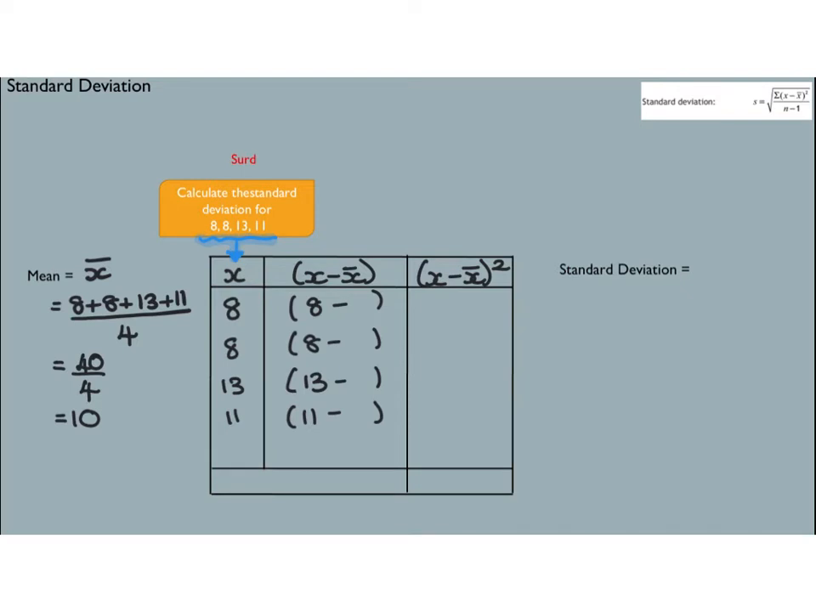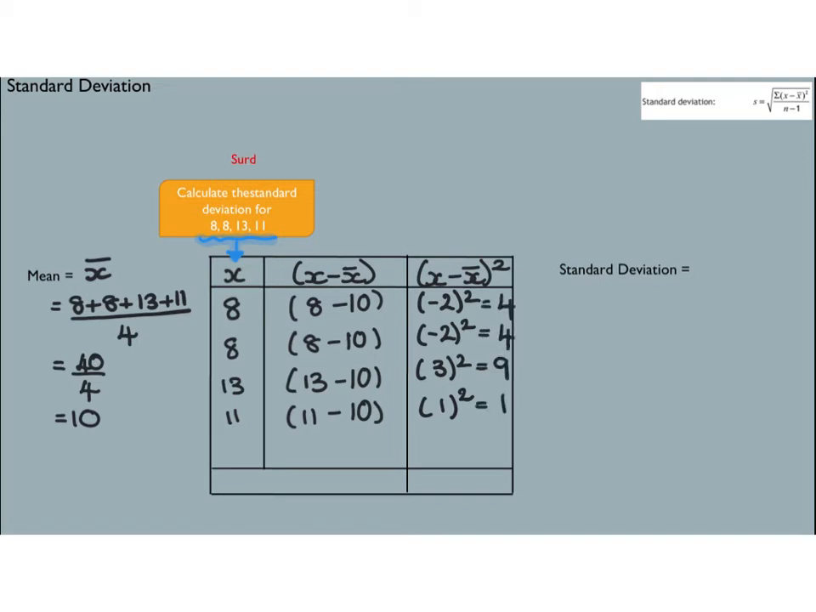All I've done at the moment is I've just taken the numbers from there, the x's, and I've written them over there again. Remember that x bar is your mean, and the mean we worked out to be 10. Okay, so that's my mean in place now, so I can start to work out the last column. Okay, so first one that we've got here, 8 take away 10 is minus 2, same for the next one, 13 take away 10 and 11 take away 10. So I just need to work out my squares now. Remembering that a negative times a negative makes a positive answer.